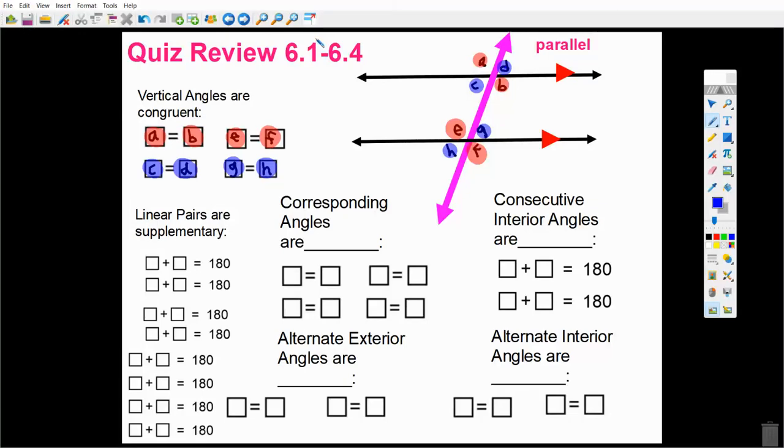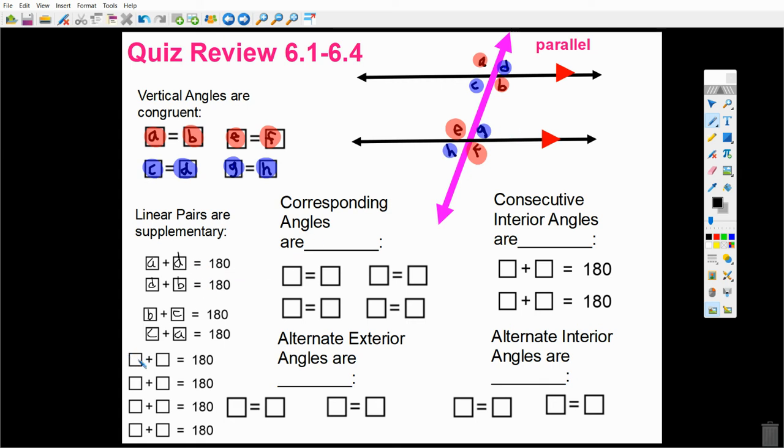All right, so all of the linear pairs are supplementary, so I'm just going to write them down. So for example, we have A and D, D and B, B and C, C and A. All I did was go around: A, D, D, B, B, C, C, A. Those are all supplementary. They add up to 180.